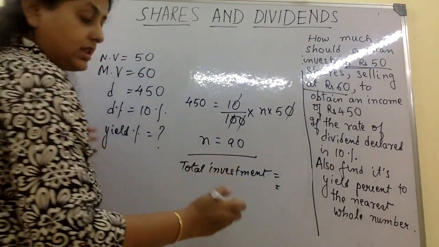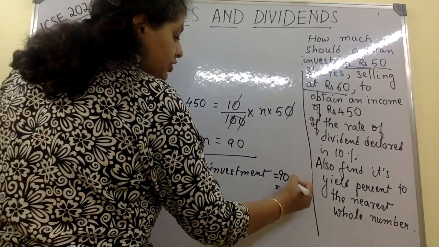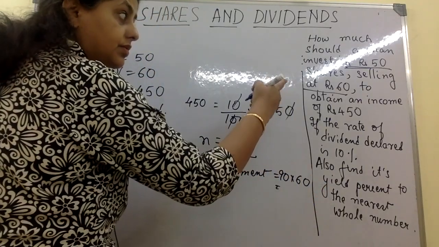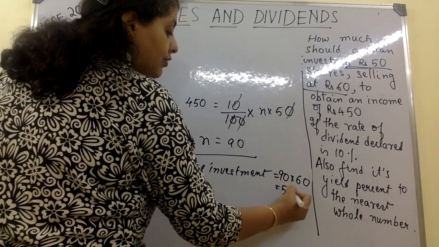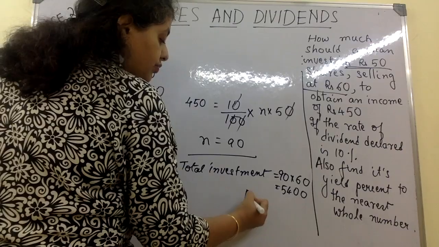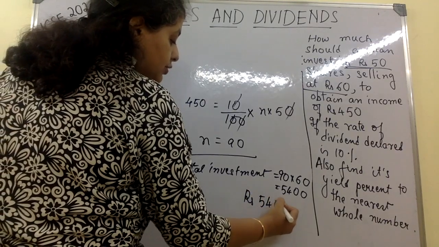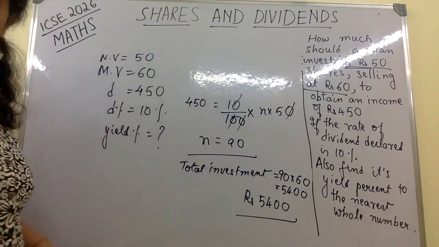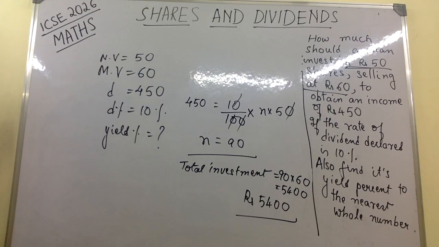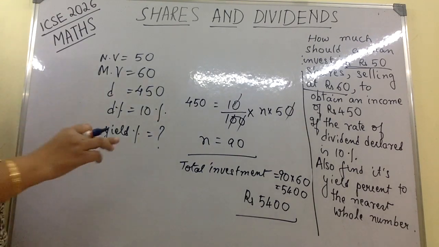So total investment is 90, the number of shares, and 60 rupees he bought one share for, 5400. So rupees 5400 is his total investment. Okay. Now how much is the yield percent?